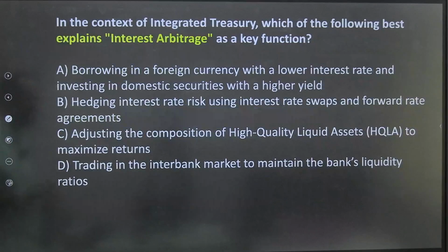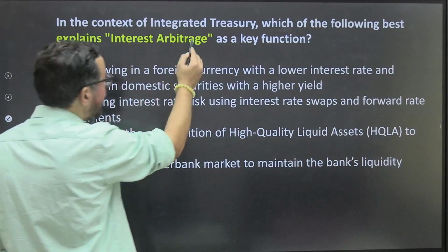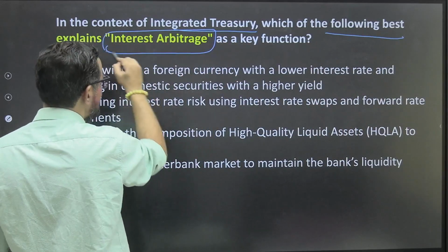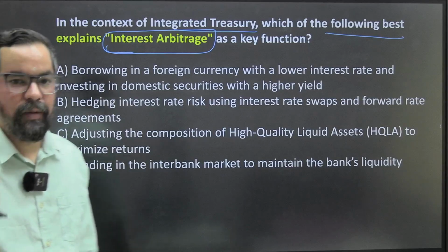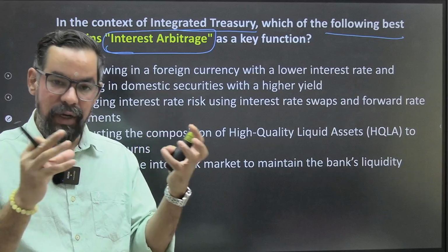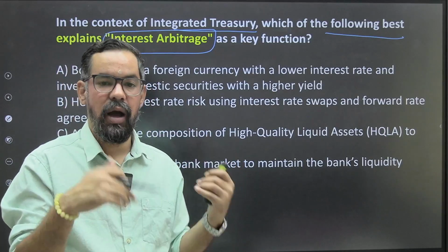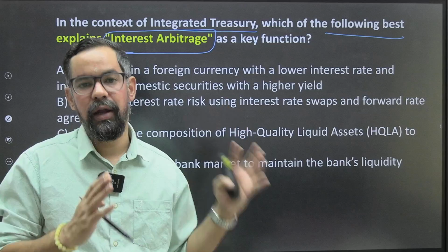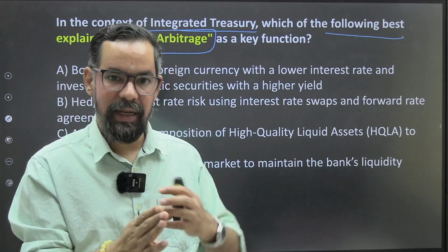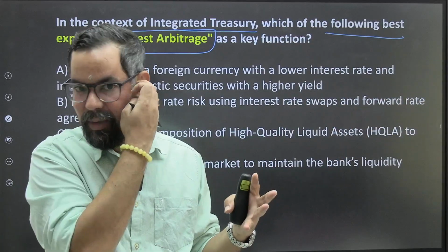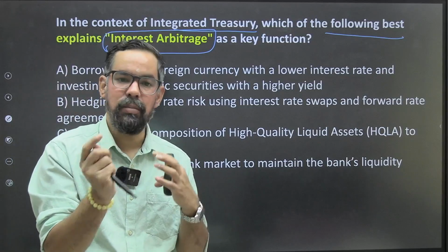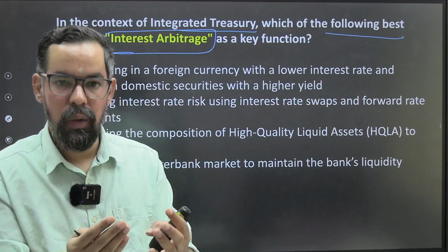All right. Next one. In the context of integrated treasury, which of the following best explains interest arbitrage? Okay? Interest arbitrage. I hope everybody is aware about this arbitrage thing. Arbitrage is like, let's say there are two markets, we have differences in the prices of securities. Think like in market A it is 100 rupees, market B it is 101 rupees. So your treasury will buy at 100 rupees and sell it at 101 rupees. So they'll make a risk free profit of 1 rupee per value day.